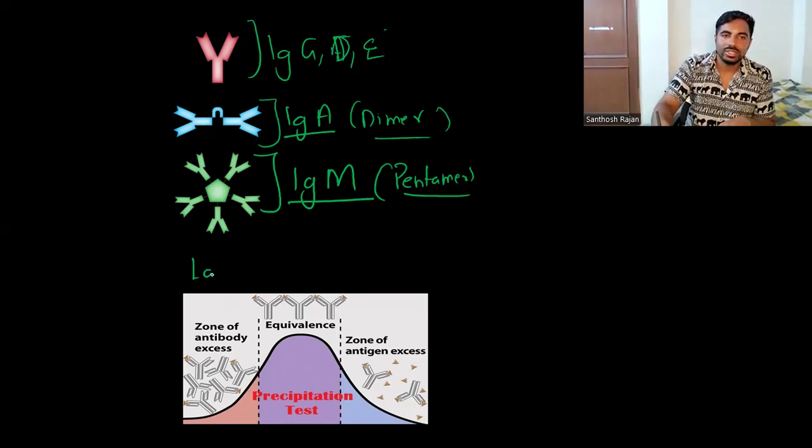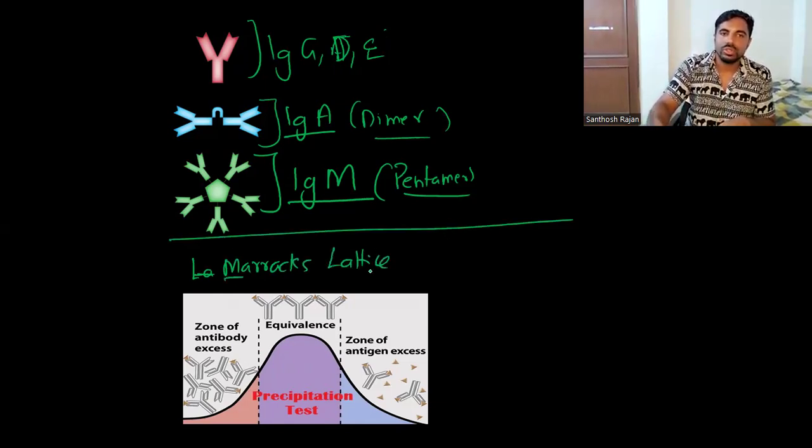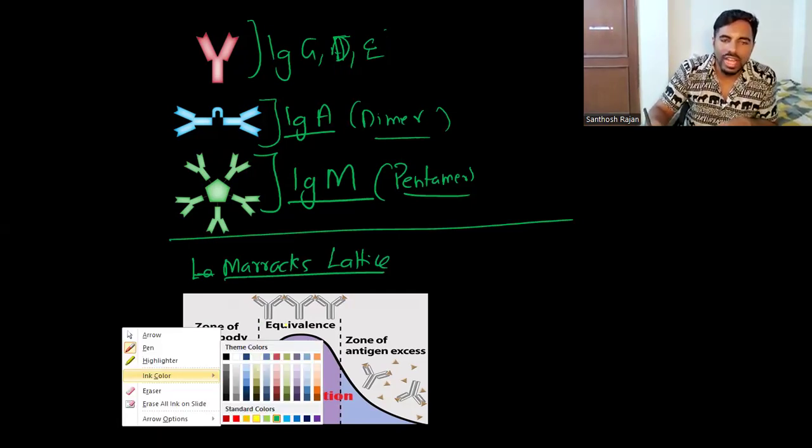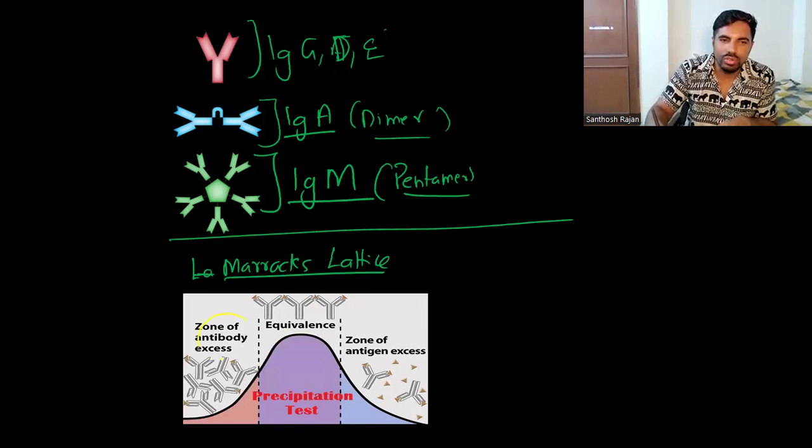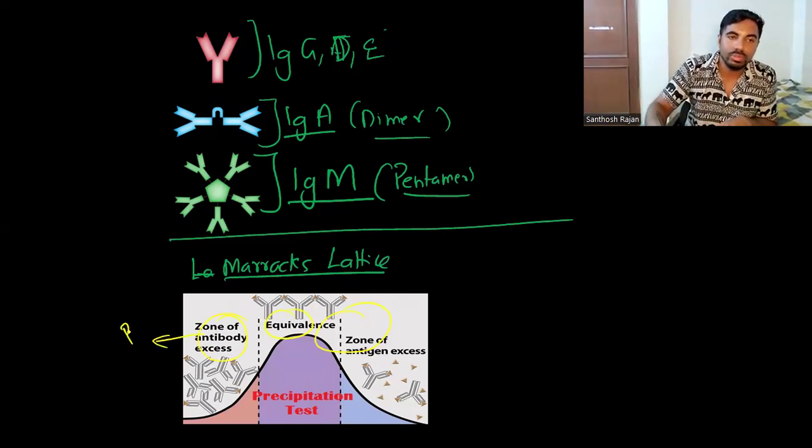This is the lattice hypothesis of Marrack. You know this very well. One question is always asked repeatedly. In antigen-antibody reaction, there is something called zone of antibody excess, zone of antigen excess, and equivalence. When we talk about the zone of antibody excess, the antibody is more, that's the prozone.